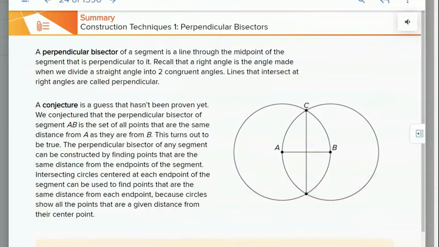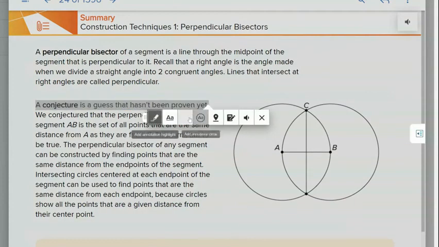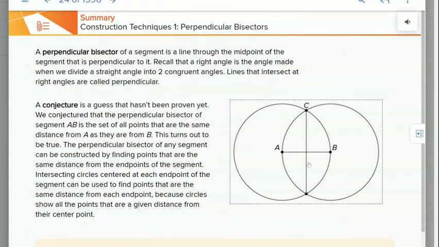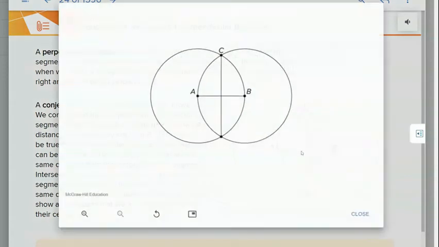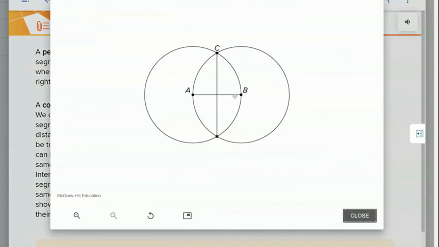And a conjecture. So a conjecture is a guess that hasn't been proven yet. An educated guess, one that you can kind of surmise because of something given, right? And one conjecture I have is where these two line segments intersect, because it's perpendicular, it's a perpendicular bisector. The point where they intersect, where my mouse is, that's actually the midpoint of AB.